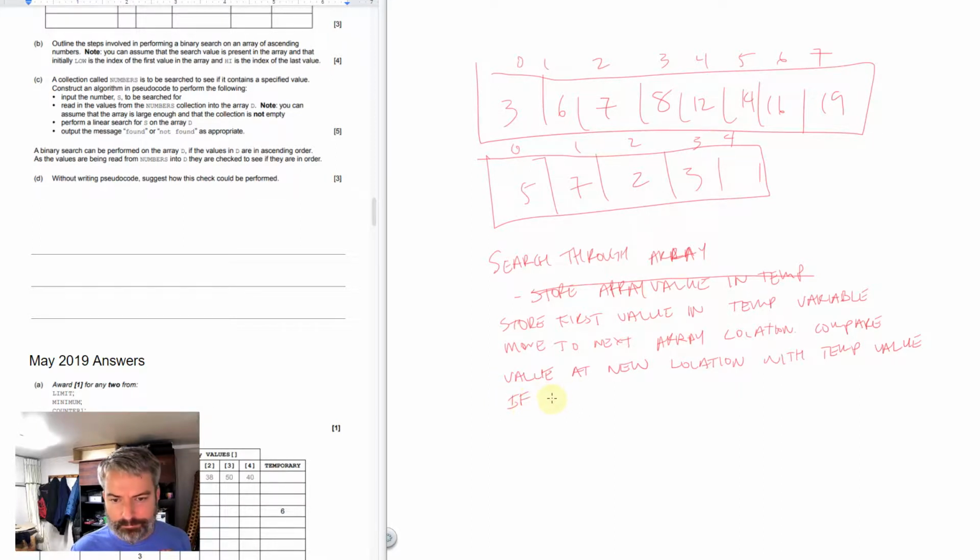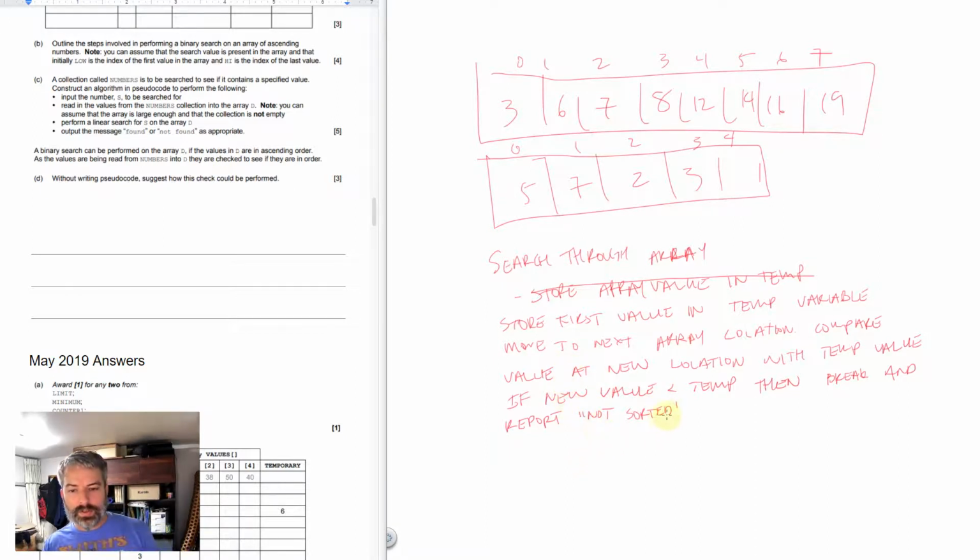If new value is greater than temp, let's see, because if the new value is less than the temporary value, then break and report. Don't know why I'm writing all in caps. Can't stop now. Alright, so if at any time we find that the new value is smaller than the temporary value, then break and report the value is not sorted.